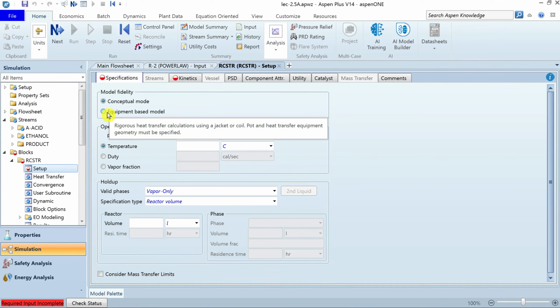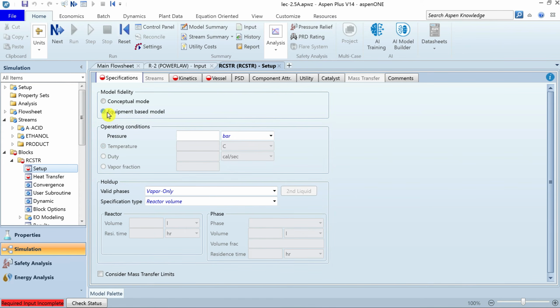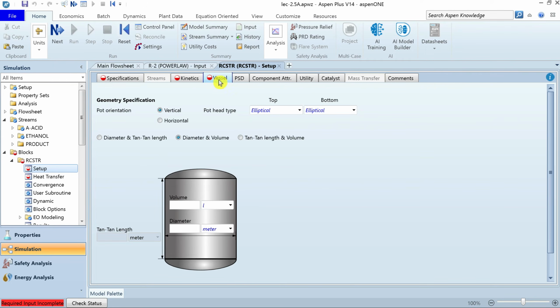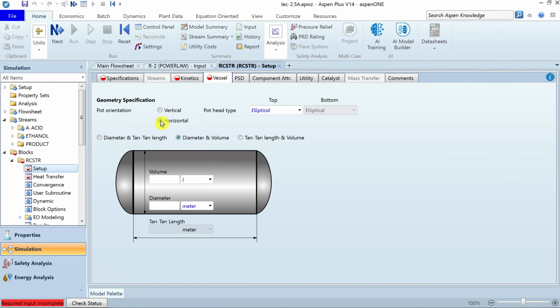Besides, you have the option to define the geometry and the parameters for the heat transfer calculations. While entering into the rigorous model, you can notice the vessel tab has been activated as well as the heat transfer tab, and those are inactive in case of shortcut simulation. In the rigorous calculations, besides defining the kinetics, you can specify the geometry as a vertical vessel or a horizontal vessel.